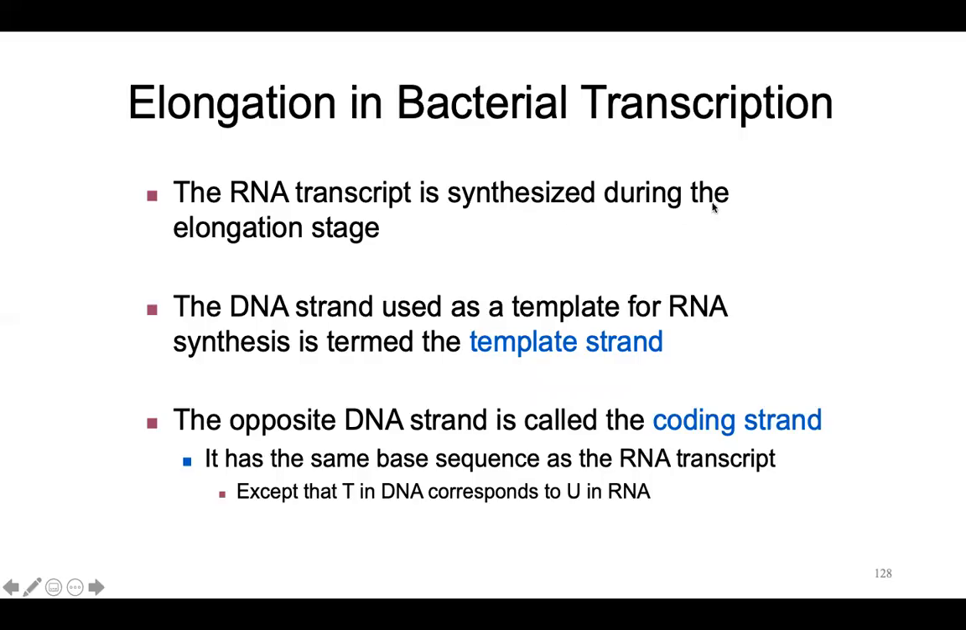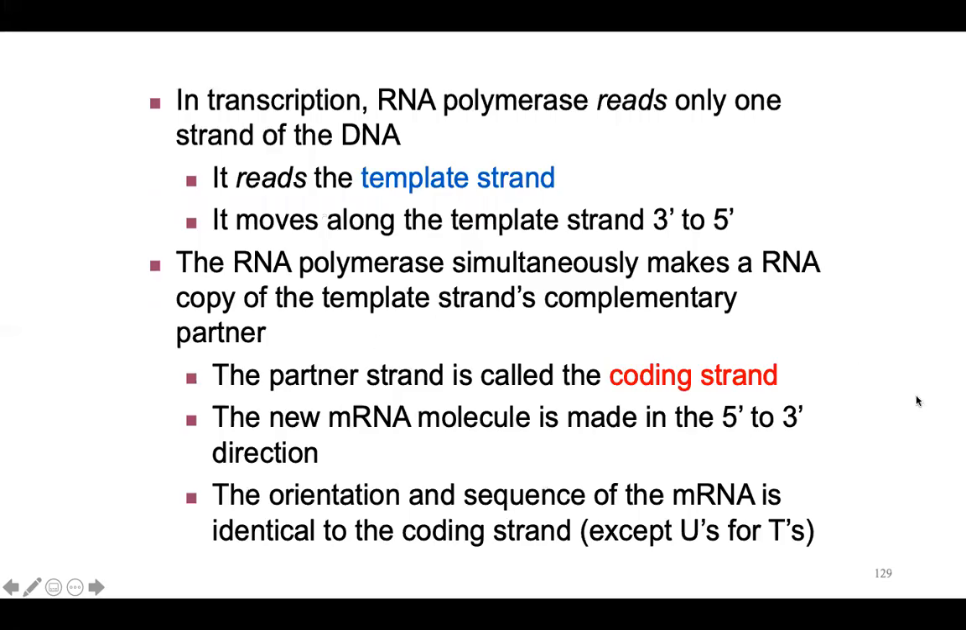The RNA transcript is synthesized during the elongation stage. In the initiation phase, there is no RNA transcript formed yet. Only a short segment of RNA is formed to release the sigma factor. The DNA strand used as a template for RNA synthesis is termed the template strand. The opposite DNA strand is called the coding strand. So let's see that one later.